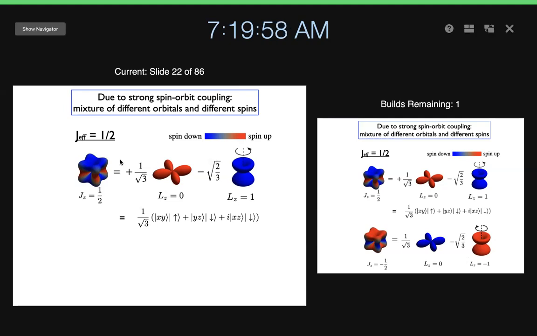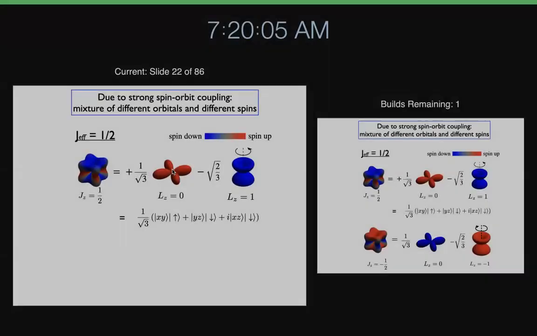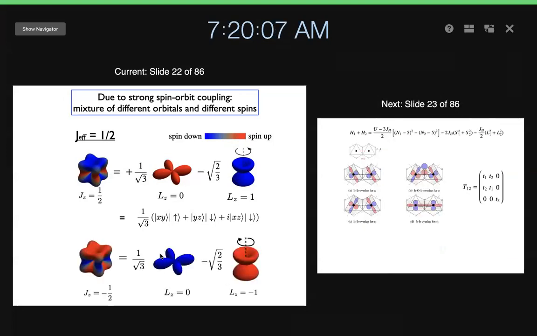So I have to escape again. I'm sorry that this keeps happening. Let me play again. Okay, good. So I don't have to stop the share at least. Okay, I'll just escape and come back.